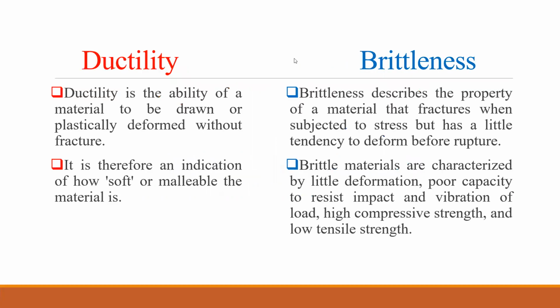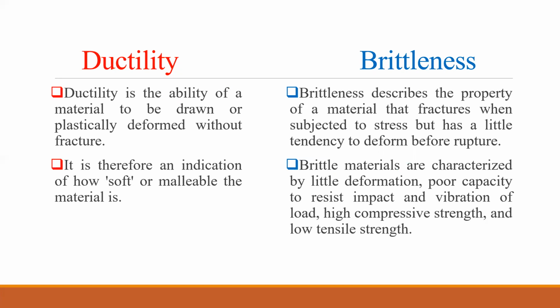So there are ductile material and brittle material. We might have heard these words, ductile material and brittle material, most of the time. So what is ductile material and what is brittle material? Why is it called ductile material and why is it called brittle material? The ductile material will have the ductile property, or ductility, and the brittle material will have brittleness, or the brittle property.